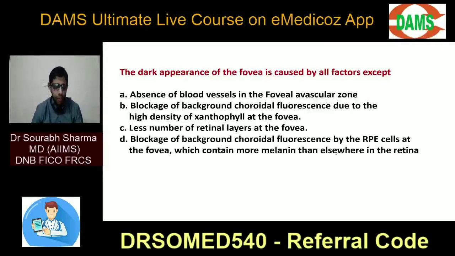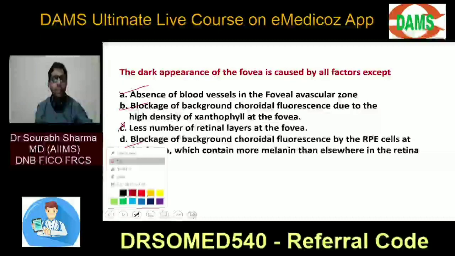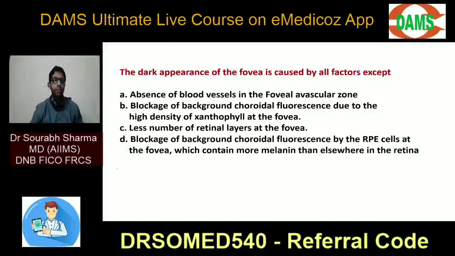So A, very good answers. A is the correct option. B is also a correct option. D is also correct because of the high melanin content and xanthophyll at the fovea. Yes, there is a smaller number of retinal layers at the fovea, but that is not the reason for the dark appearance. So C is a wrong statement and the correct answer to the question. Very good, everyone. Yes, everyone is correct. Excellent. I told you just now, there is more xanthophyll and melanin in the fovea. That's why it is blocking the choroidal dye. Yes, very good.